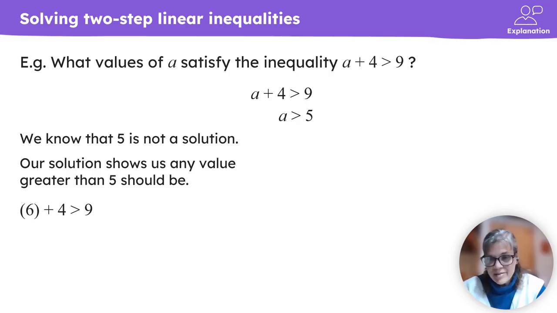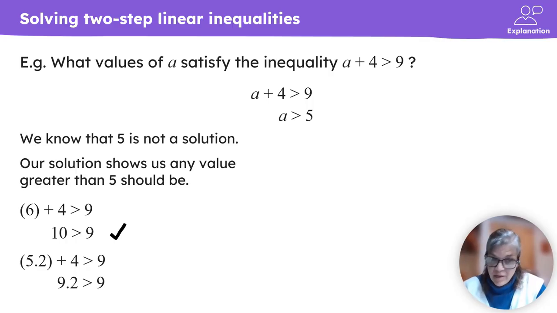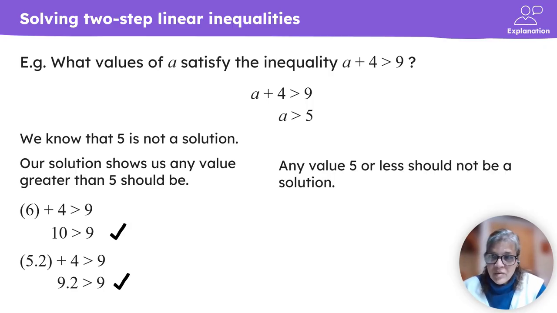So let me try 6. If I have 6 plus 4 is greater than 9, yeah, 10 is greater than 9. Okay, so that works. Let's check another one. How about 5.2? Is that greater? Yeah, that's greater than 9. And any value that's 5 or less than 5 shouldn't work. You can also check something like that if you're getting the hang of this.